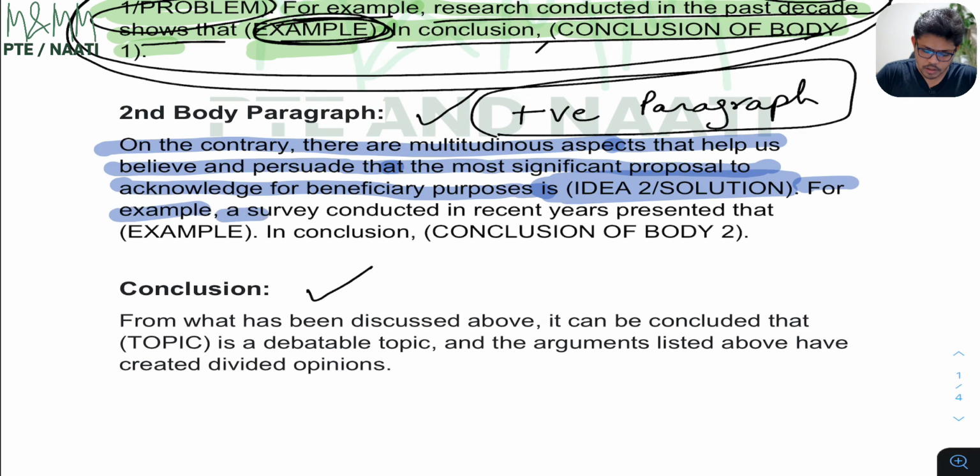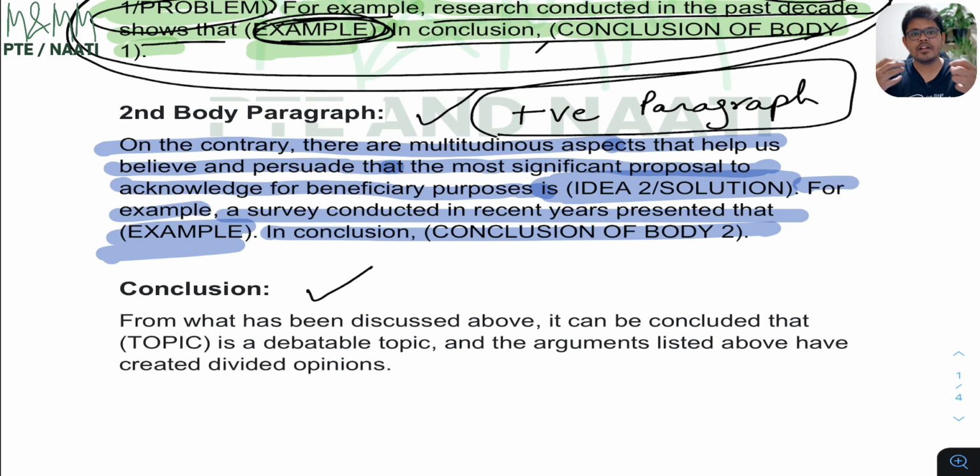For example, a survey conducted in recent years presented that. This is the place you write down your example, and then you conclude your body 2 where you say in conclusion. These words, in conclusion, are very important for the system to understand that you have an understanding that conclusion is a crucial part of your writing.